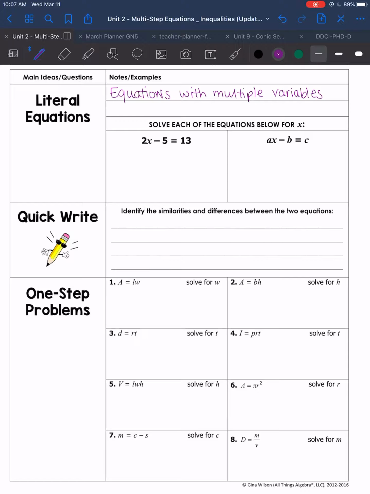So we're going to add 5 to both sides here. So 2x equals 13 plus 5 is 18, and then we're going to divide by 2. So x equals 9. So those are similar, those are equations we've just solved. Equations just like that, and then we're going to do this one, but this one just has all letters.